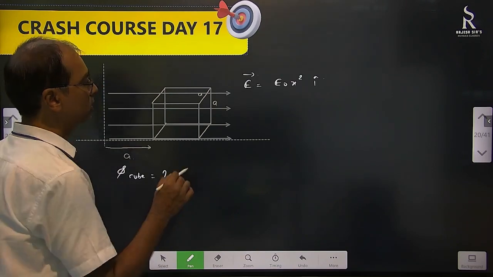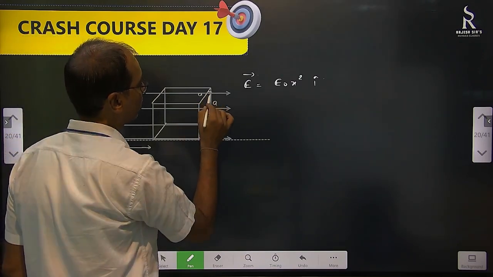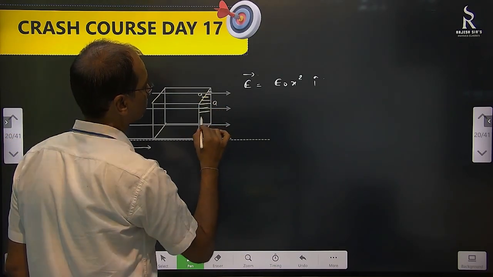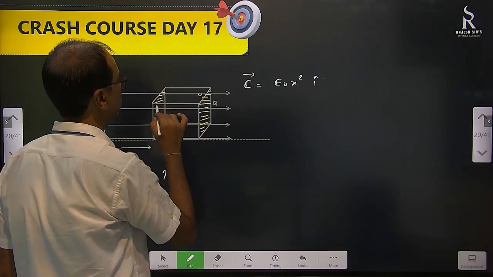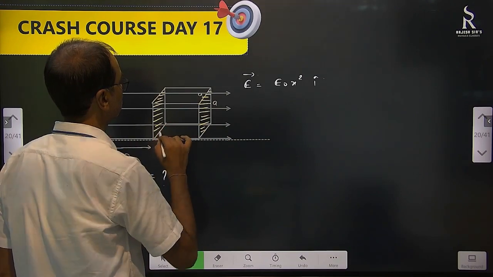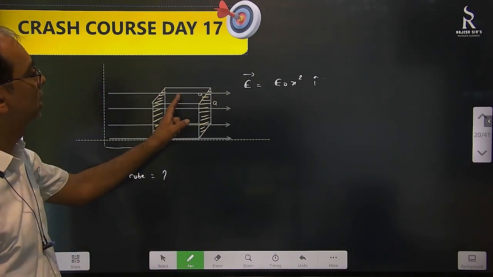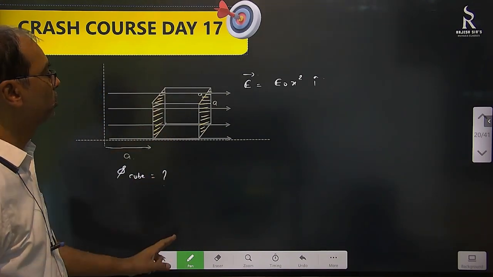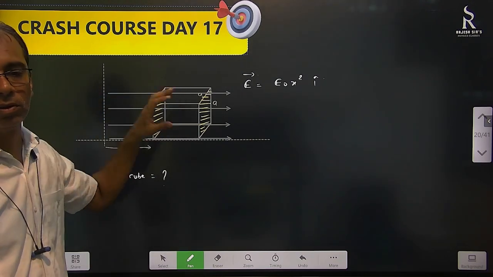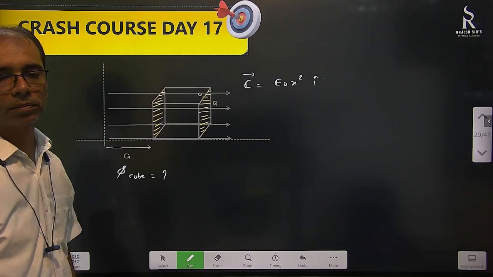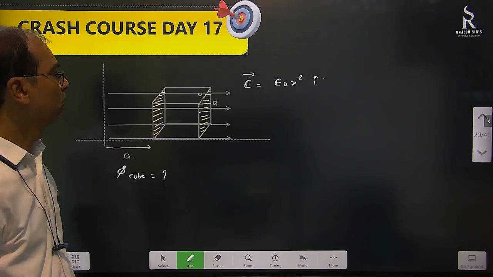Okay, so which area is along the x-axis? This area. This area is along the x-axis and this area is along the x-axis. Remaining are not. In this direction, this belongs to y, this belongs to y, and the backside area is z, the front area is z. So only x is this one.